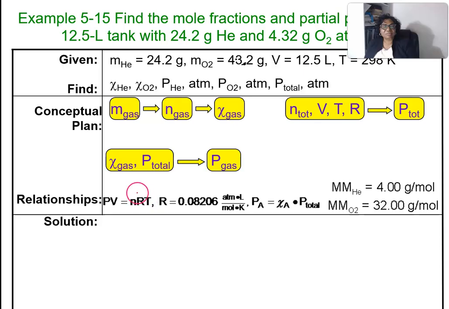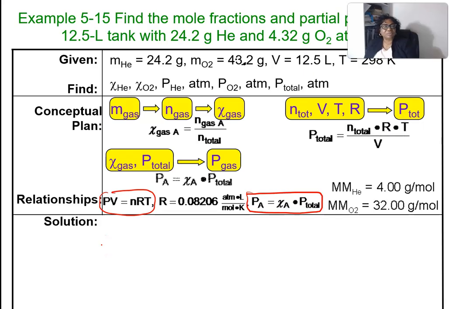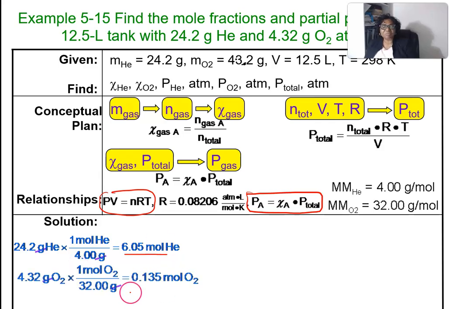So let's start. We have our units here that we are supposed to use. That's the gas law. That's the gas constant. This is our equation to find the partial pressure. These are the molar masses of these gases. So we find the number of moles of helium, 6.05 moles of helium. We find the number of moles of oxygen, 0.135 moles of oxygen.